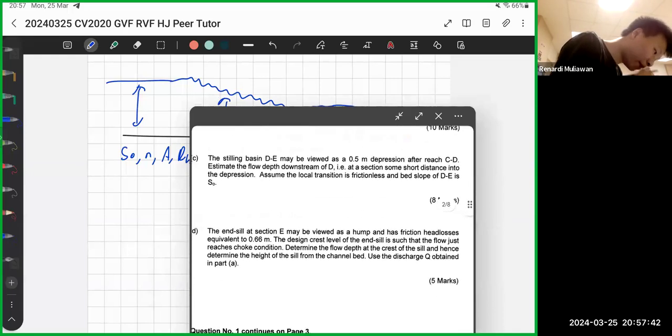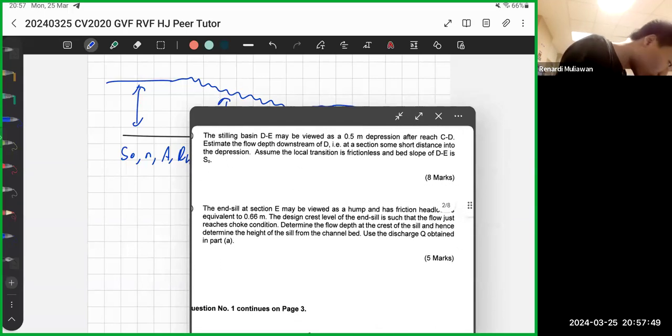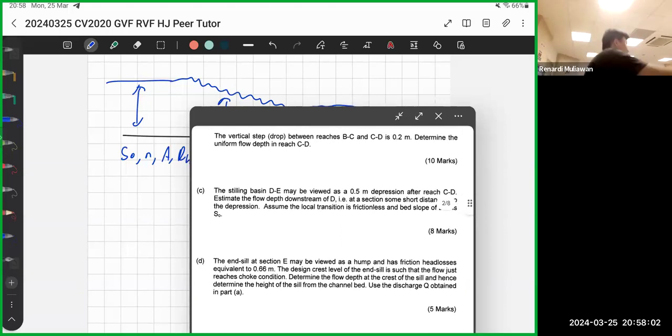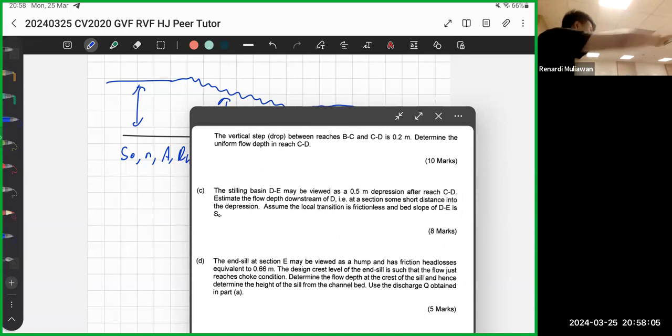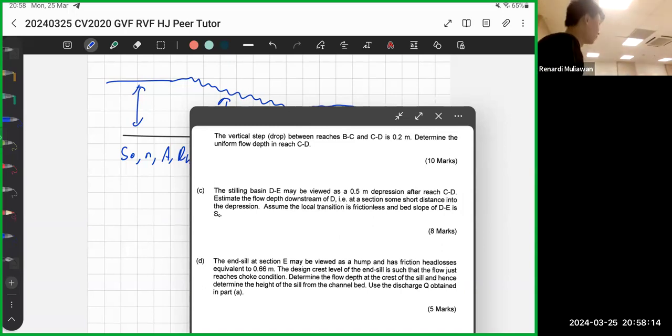Now, stilling basin DE may be viewed as a 0.5 meter depression. So now estimate the flow depth downstream of D, some short distance into the depression. Now we need the EY diagram. You understand the difference now, right? So you compare the topmost sentence. It says the vertical step between reaches BC and CD is 0.2 meters. Determine the uniform flow of CD.